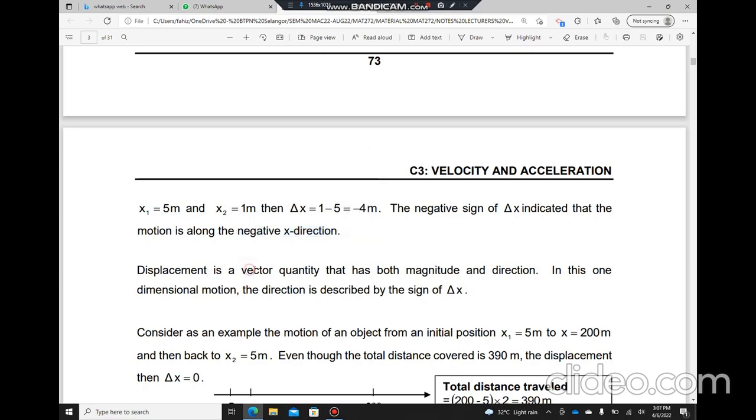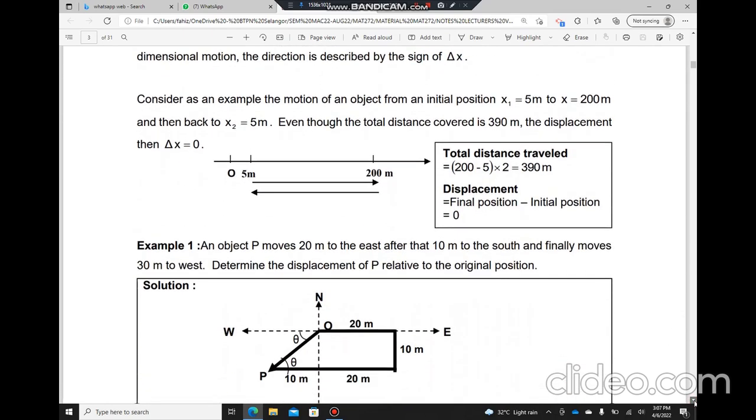Displacement is a vector quantity that has both magnitude and direction. In this one-dimensional motion, the direction is described by the sign of delta x. So direction tu kita describe sebagai delta x.